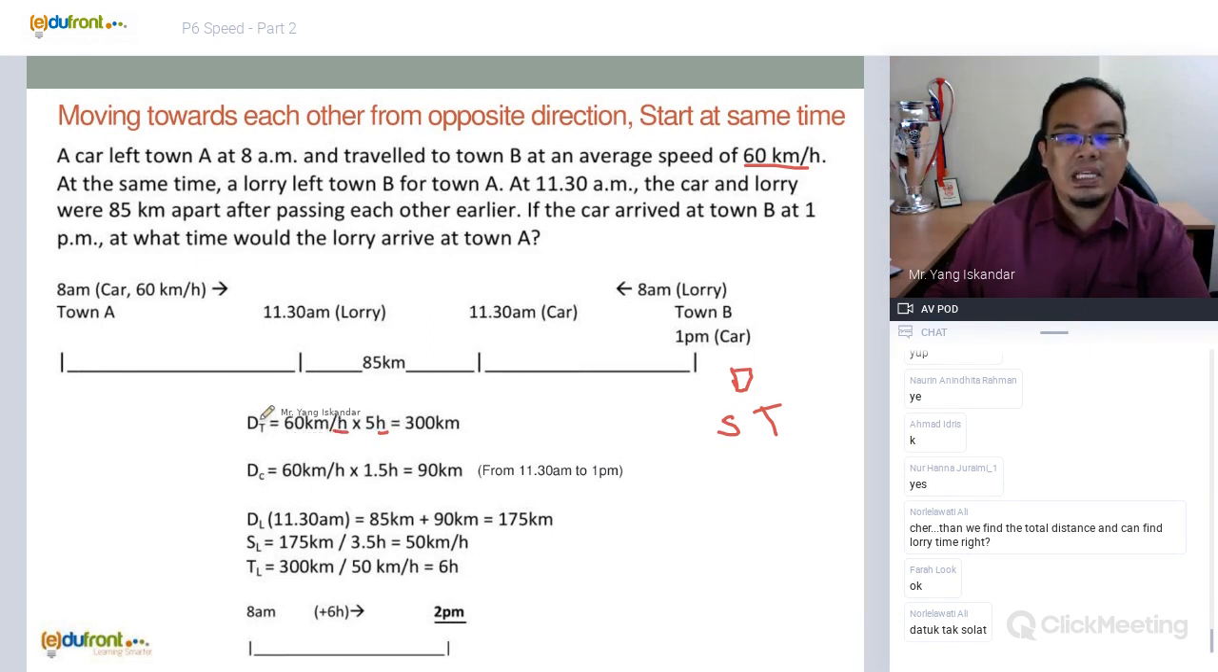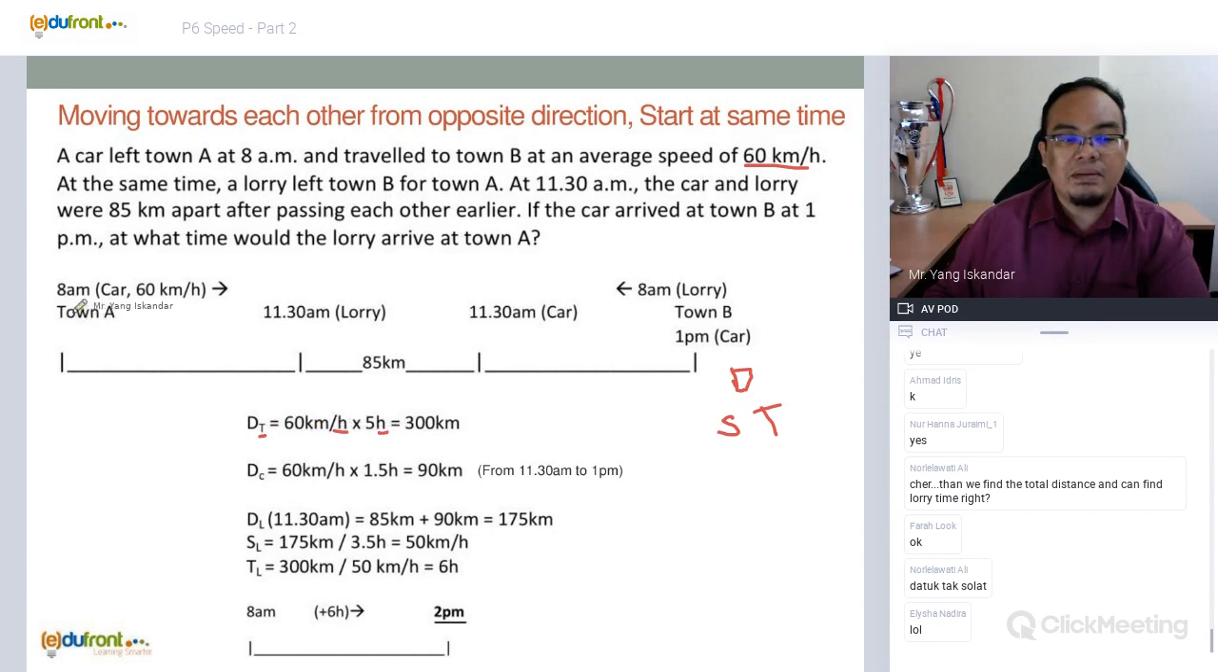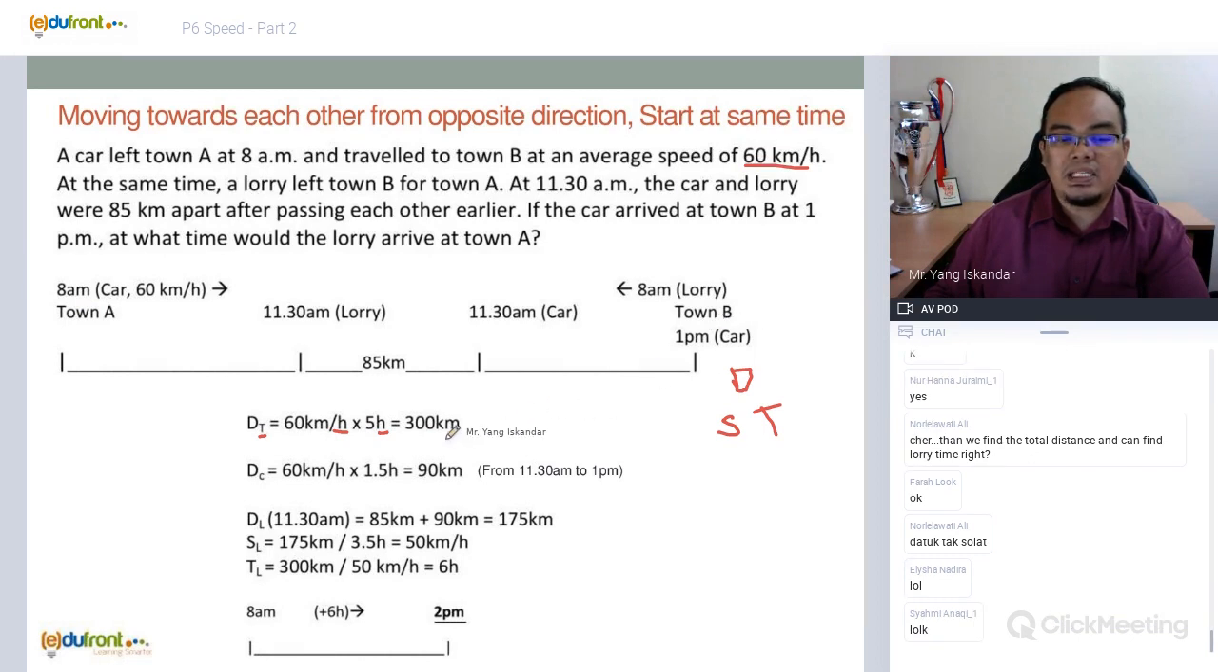Okay, so the total distance, the DT, T stands for total. Because the car, we know, started at 8 a.m. and reached town B at 1 p.m., total time taken of 5 hours. Since the speed is 60 kilometers per hour, 60 times 5, you get 300 kilometers. So we know the distance between town A and town B is 300 kilometers, right? 60 multiplied by 5, okay?